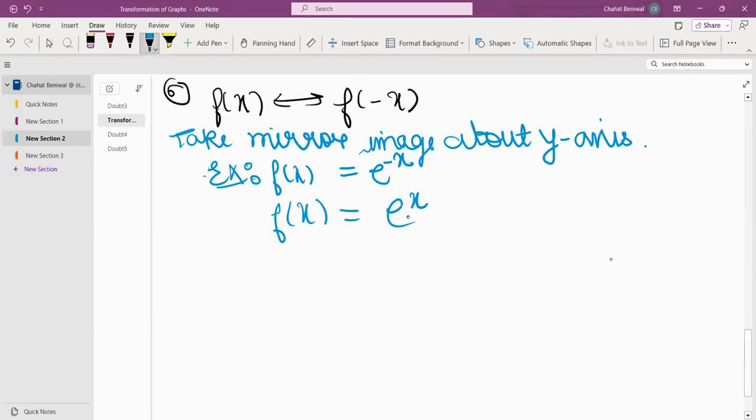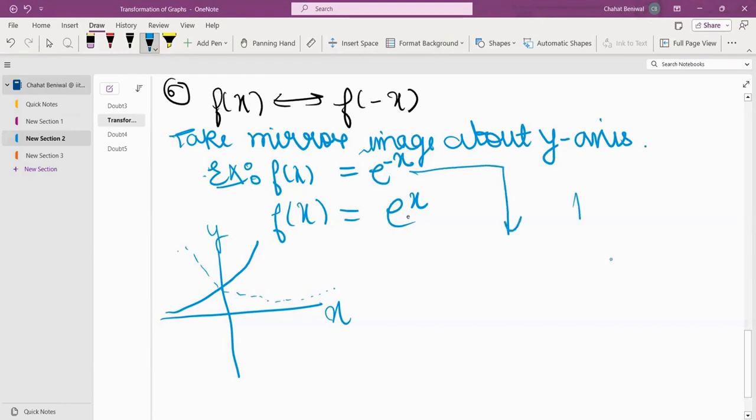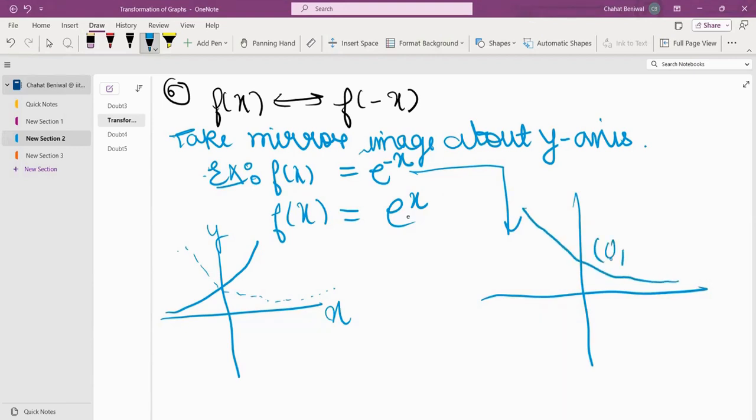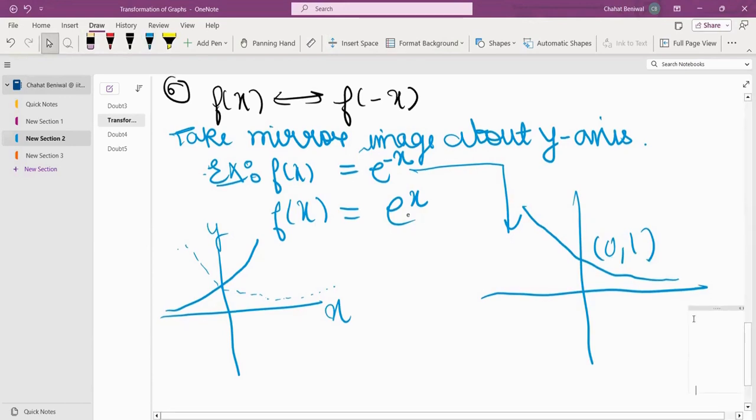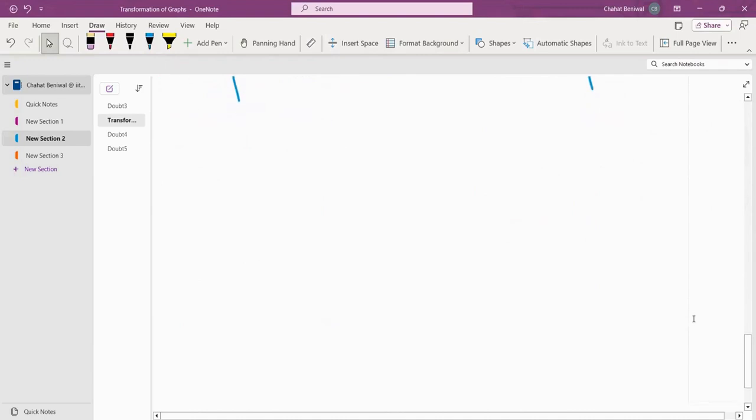Okay. So firstly we'll make the graph as we made there also. So it is going like this. Okay, now we need to take the mirror image about y-axis. So this is our y-axis. So how it is going to look like this. So what is going to be the final graph? It is going to look like this. Okay, so now we are going to move on to our next transformation.